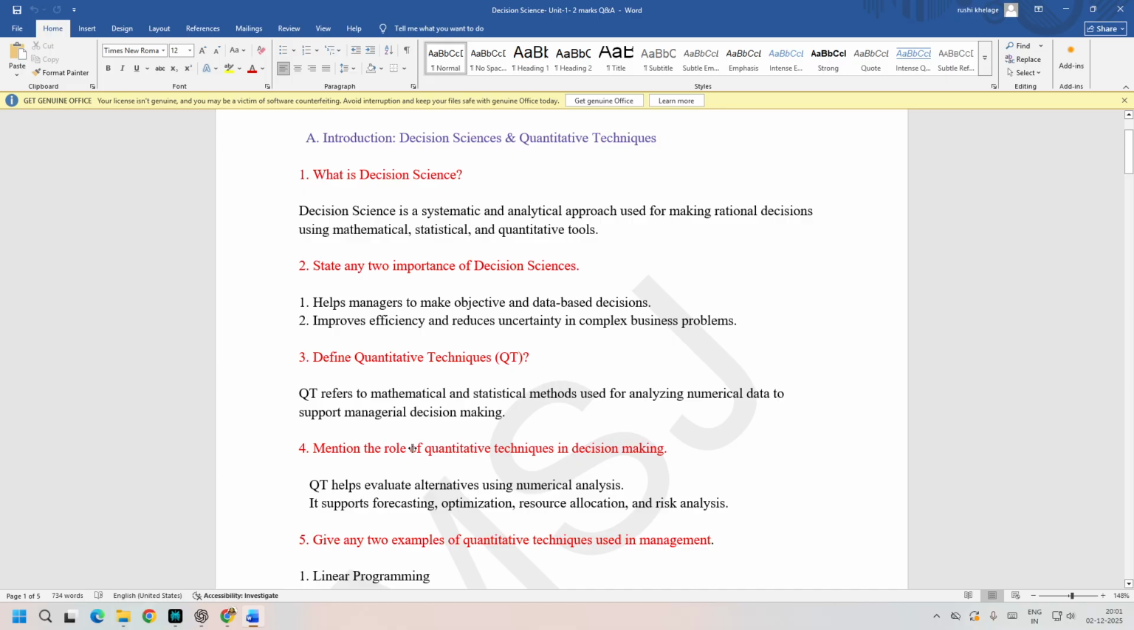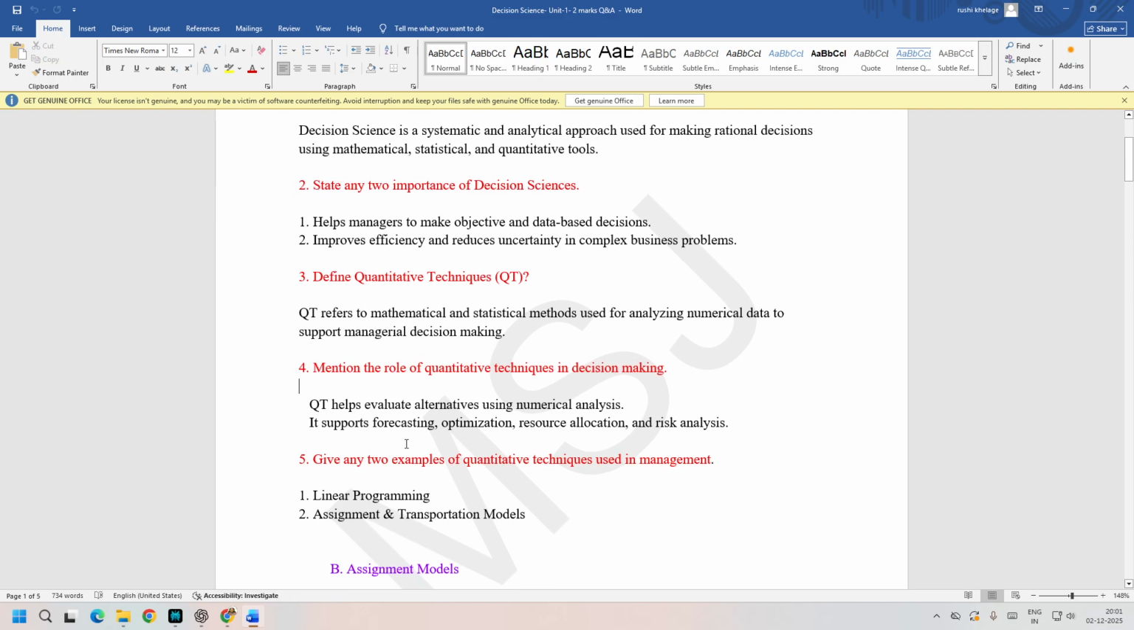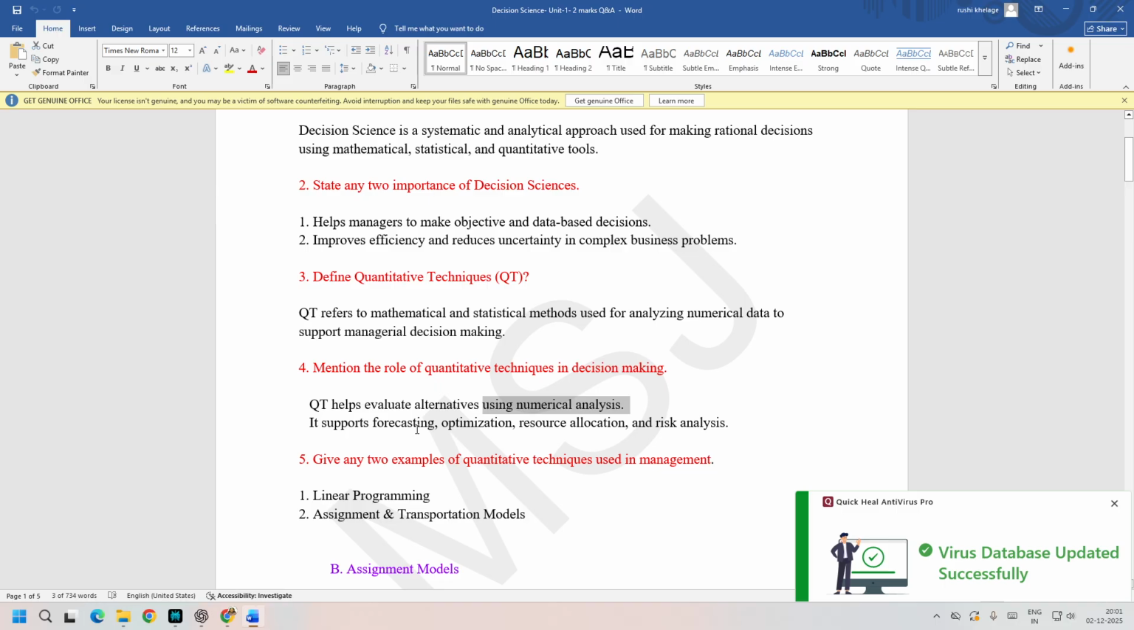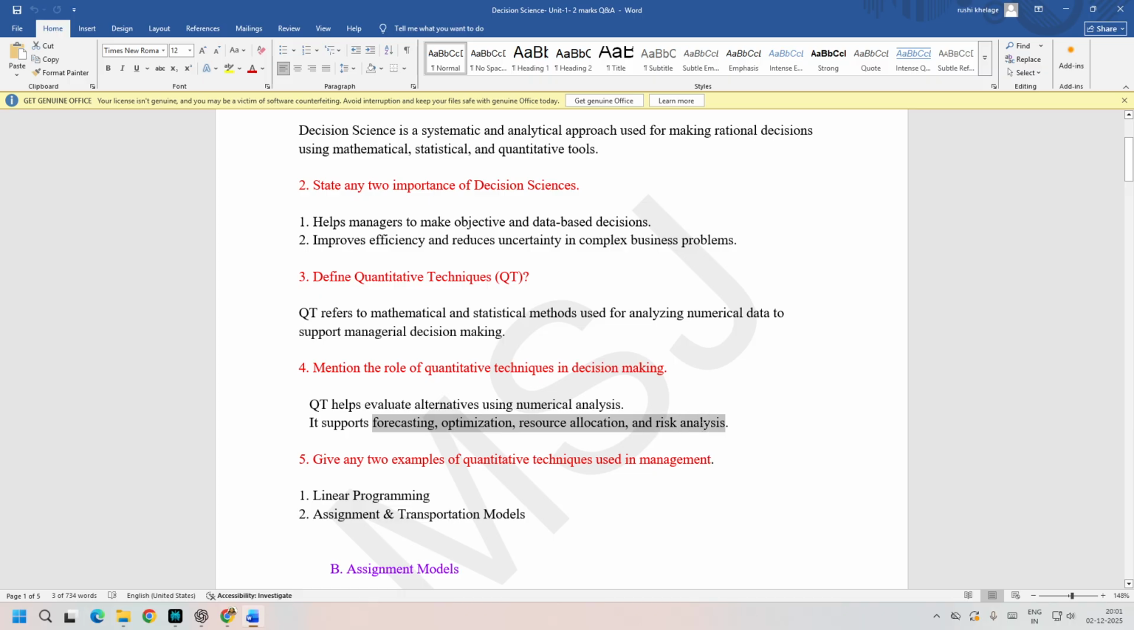Now question number 4. Mention the role of quantitative techniques in decision making. What is the role of quantitative techniques in decision making? QT helps in evaluating alternatives using numerical analysis. It supports forecasting, optimization, resource allocation and risk analysis.